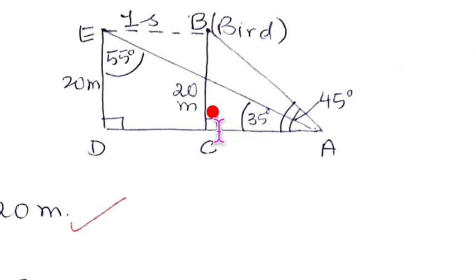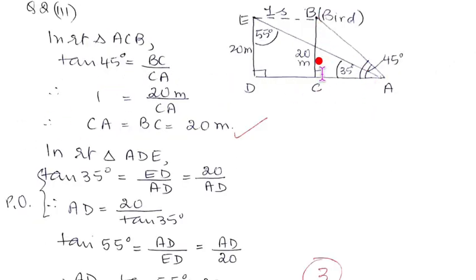Okay, so let us take this triangle ACB. In that, tan 45 will be BC upon CA. So 1 is equal to BC, which is 20, upon CA. So CA equal to BC, which is equal to 20 meters. So we'll get CA also equal to 20 meters, and that will be giving us CA equal to BC equal to 20 meters.